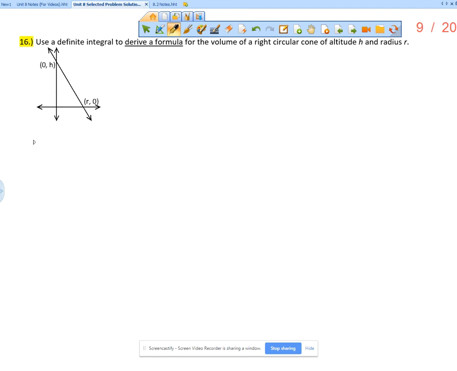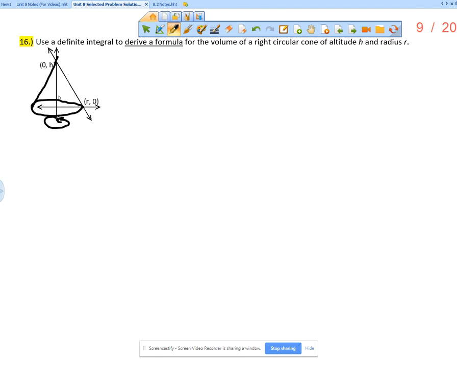If we take this and revolve it around the y-axis, what is that going to give us? Well, that's going to give us a right circular cone, where this is revolved and we end up with a cone. And so how do you find the volume of a cone? Well, this is what we're going to do here.